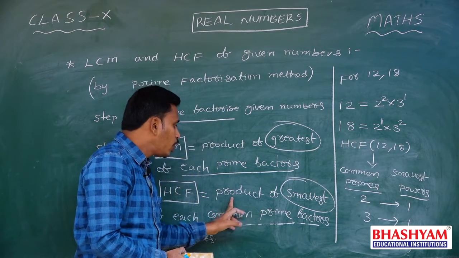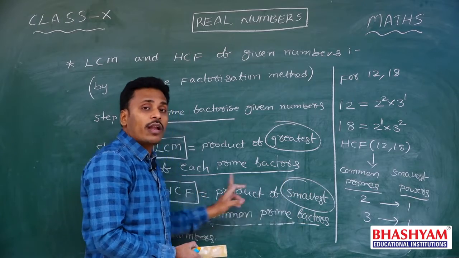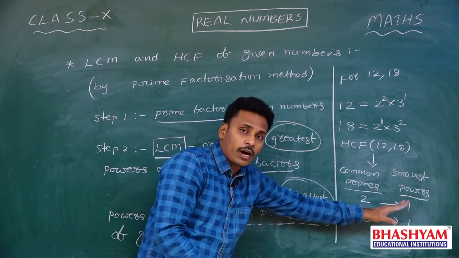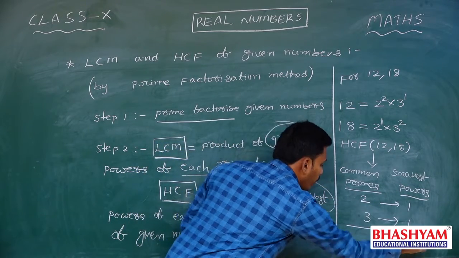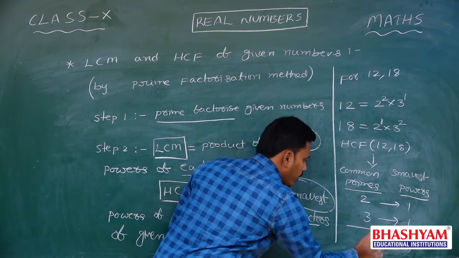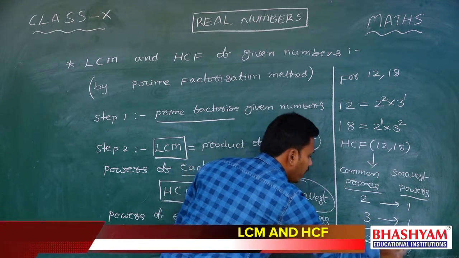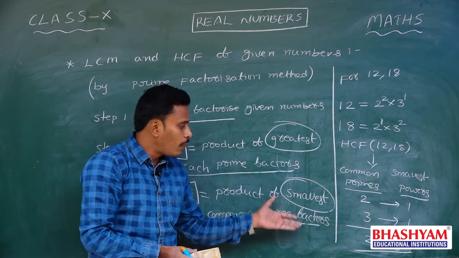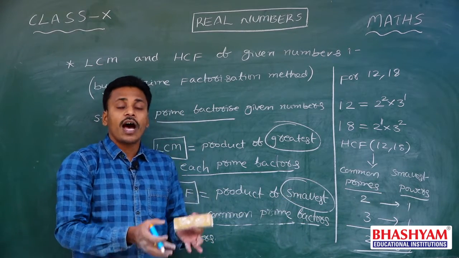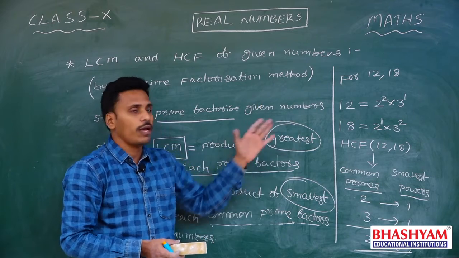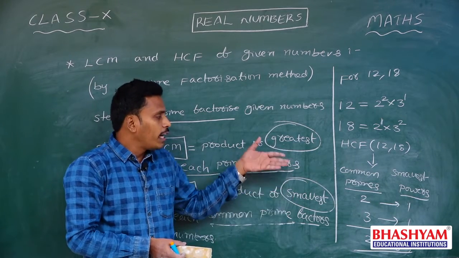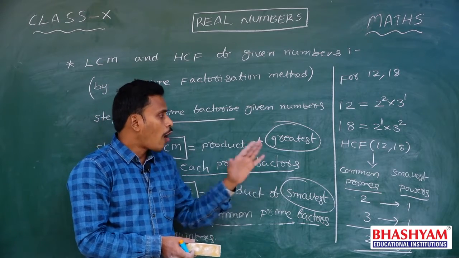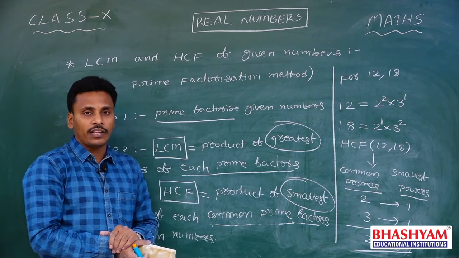Then what to do? We need to multiply the smallest powers of the common prime factors. What we need to multiply? Power of 2 is 1, so 2 power 1, into power of 3 is 1, 3 power 1. So 2 power 1 into 3 power 1 is just 6, and that 6 is the HCF of these two numbers. Already we did it by definition method and division method in previous videos, right? And this is the way of finding HCF using the prime factorization method.